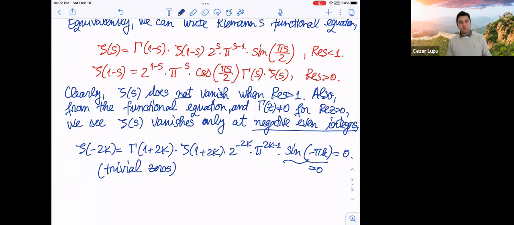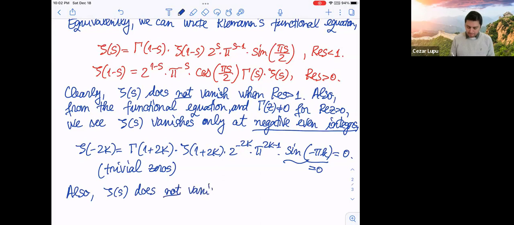But you can also prove, and this is not so clear, that zeta of s does not vanish when the real part of s is one. This is not a very easy proof, but it actually can be done. And usually it's done in any more advanced complex analysis course, or in any introductory course in analytic number theory.